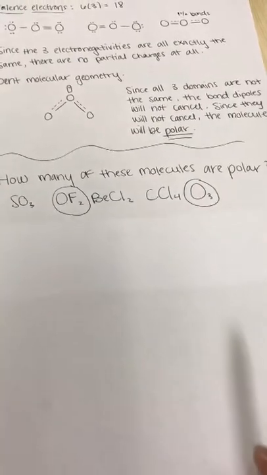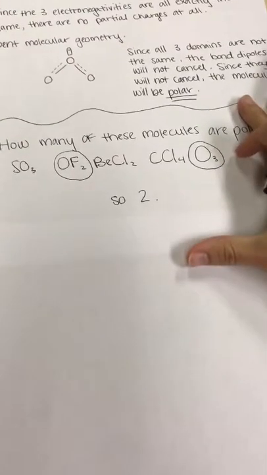And now we can finally go back to our original question of how many of these molecules are polar. OF2 and O3 were the only ones, so the answer to this question is 2.